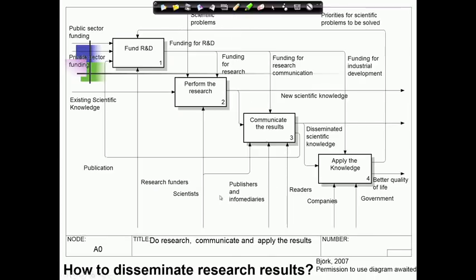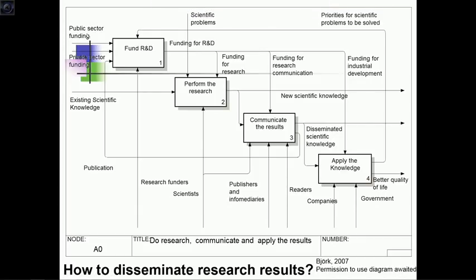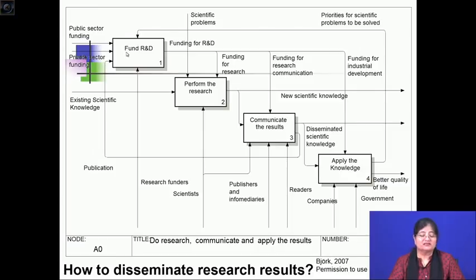Okay. Now, how do you disseminate research results? This is again from the same paper by Dr. Björk. So, what do you do? There is public sector funding. You need a fund for research and development. You need somebody to give you money. The money could be coming from the government, it could be coming from private organizations.